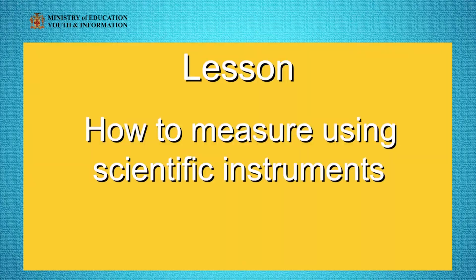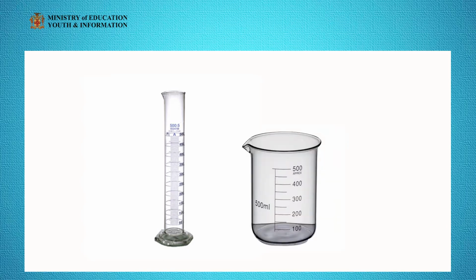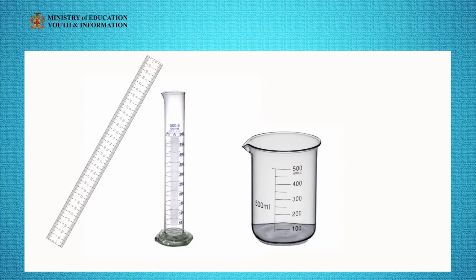Today, we're looking at how to make measurements using different scientific instruments, all right? So let's look at what we have here. Here is a measuring cylinder. We have a beaker. Of course, you should be familiar with the ruler, and we also have a thermometer. So we're going to show you how to use these different instruments and to use them properly.